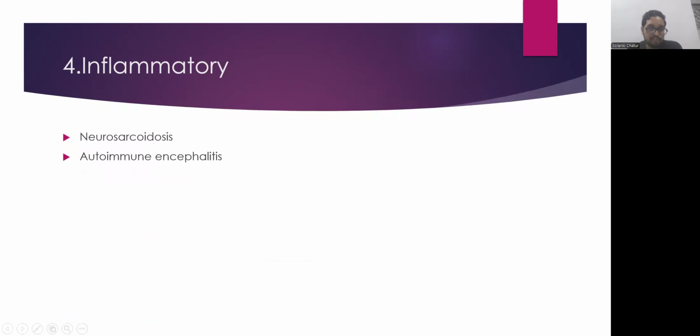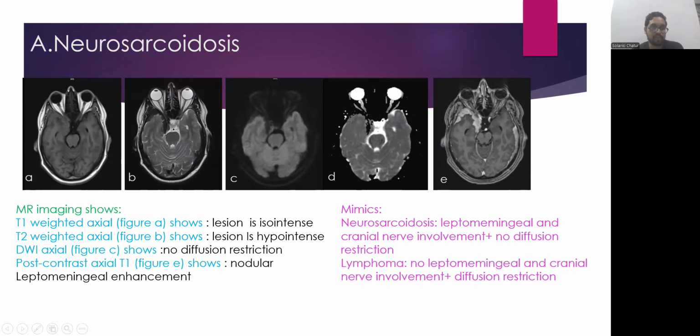Inflammatory lesions: neurosarcoidosis and autoimmune encephalitis. In MR imaging of this patient, the T1 weighted axial image lesion is iso-intense, the T2 weighted lesion is hypointense, there is no evidence of significant diffusion restriction, and the post contrast image shows nodular leptomeningeal enhancement. It can mimic lymphoma, but lymphoma has no leptomeningeal and cranial nerve involvement and diffusion restriction should be present. While in neurosarcoidosis, there is no diffusion restriction, and leptomeningeal enhancement and cranial nerve involvement are seen.